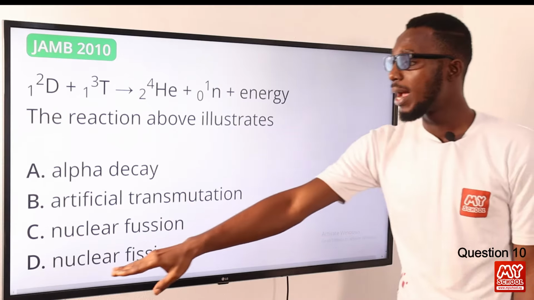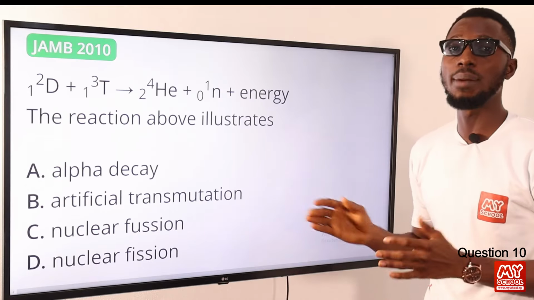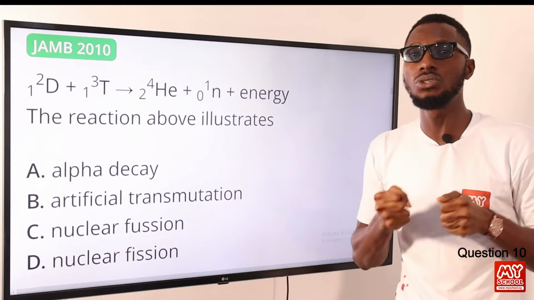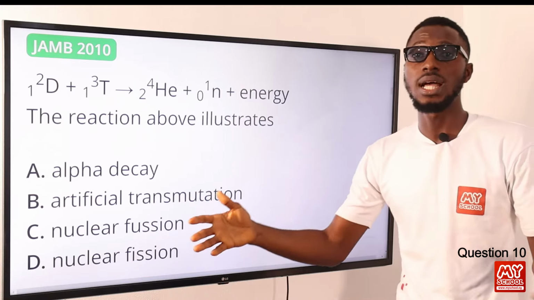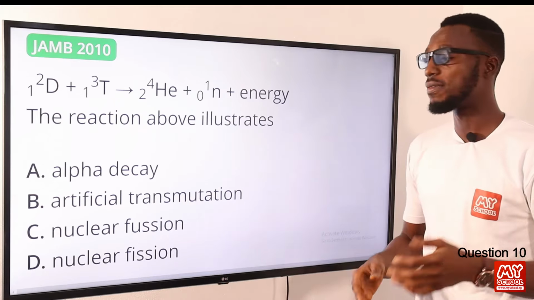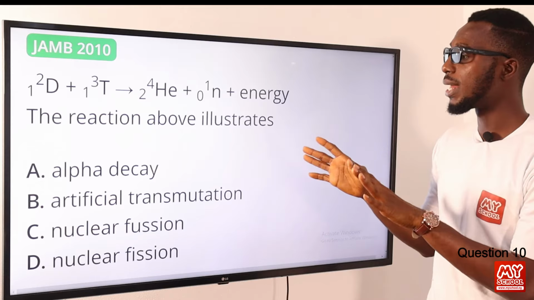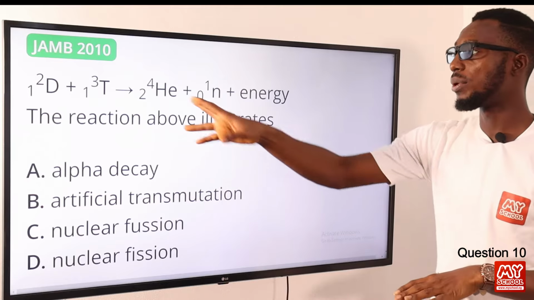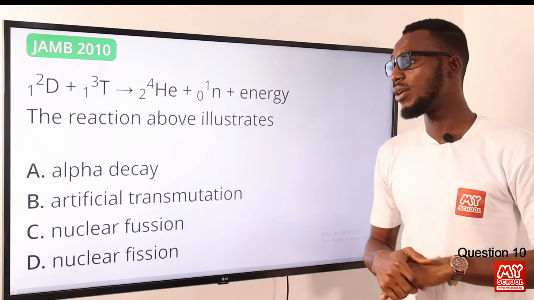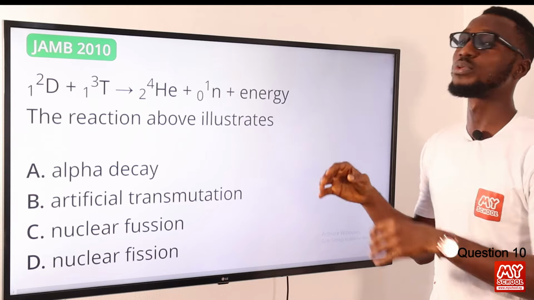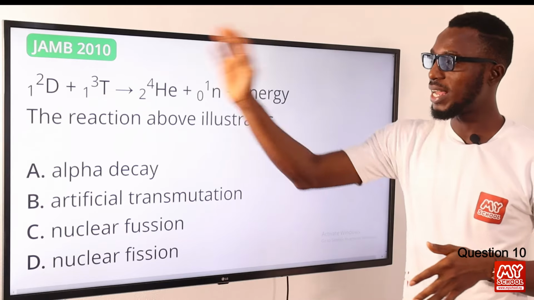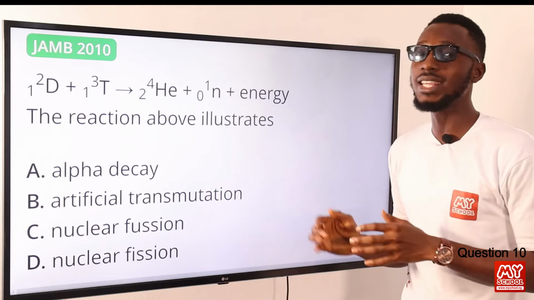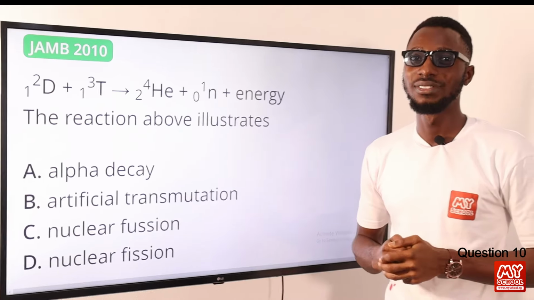For nuclear fission, we are talking about the splitting of a heavy, unstable nucleus to give you daughter nuclei, with the release of energy as well. So this reaction is for nuclear fission. When you talk about alpha decay, you are looking at a helium particle. Let's stick to what we are working with here: you are looking at this and this to give you this. So this is for nuclear fusion. Option C is the correct option.